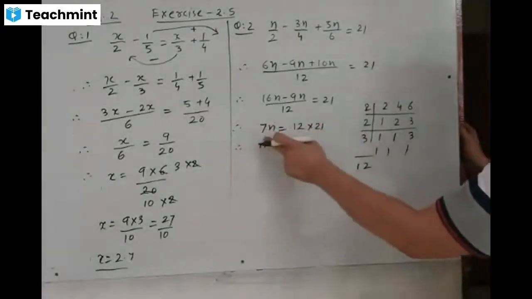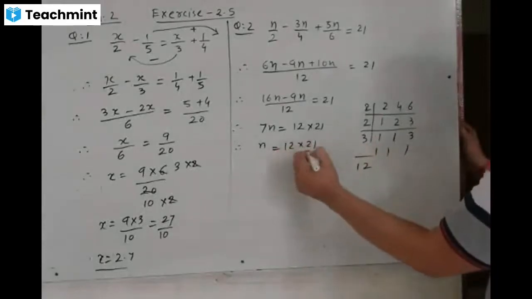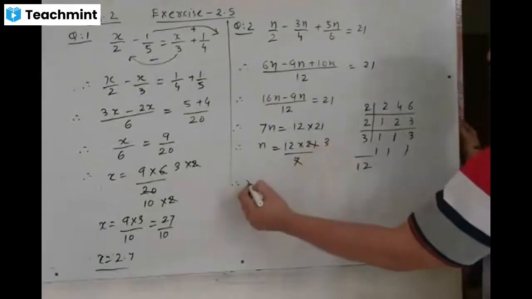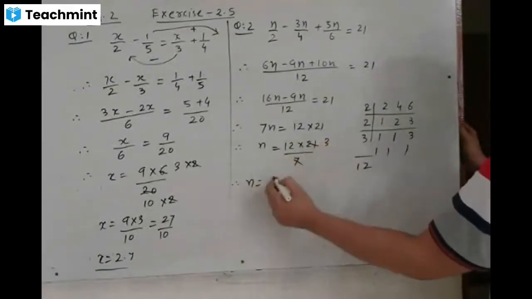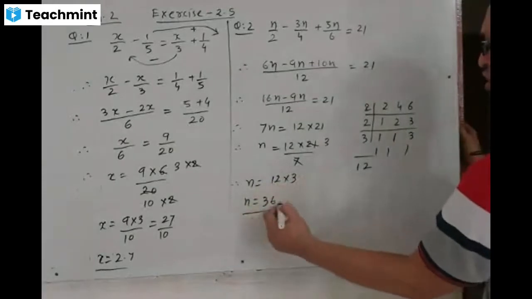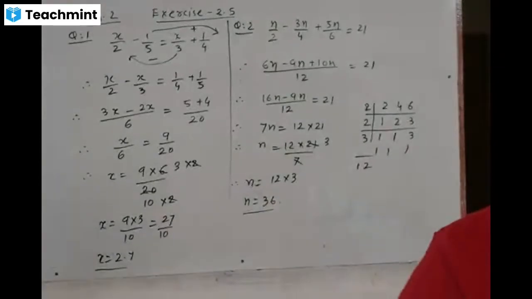Now where will 7 go from multiplication? It will go in division form: 12 into 21 by 7, and 7 threes are 21. What is the value of n? 12 multiplied by 3. Therefore n is equal to 36. That is the final answer.